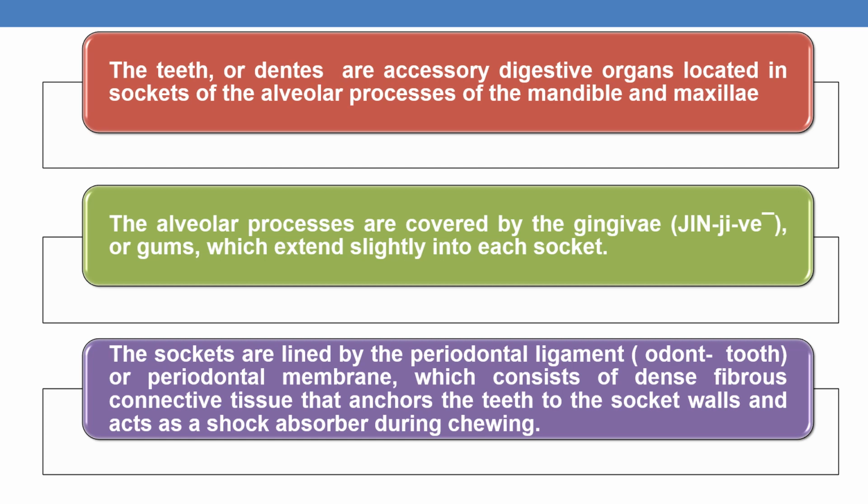And the sockets are lined by periodontal ligament. Odonto means tooth, periodontal means around the tooth. It consists of dense fibrous connective tissue that anchors the teeth to the socket walls and acts as a shock absorber during chewing. So what is a shock absorber during chewing? It is the periodontal ligament.